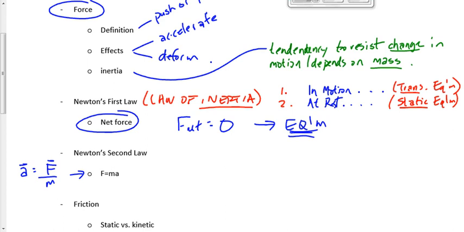So Cody and Shavetta are shopping at Safeway, and Cody's putting soup cans in the shopping cart, and Shavetta keeps pushing with a constant force. And we know that the acceleration of that shopping cart is going to decrease, okay? Because as the mass increases, the acceleration decreases.